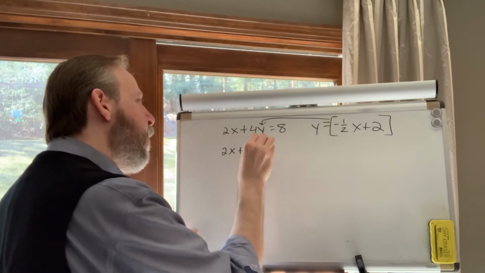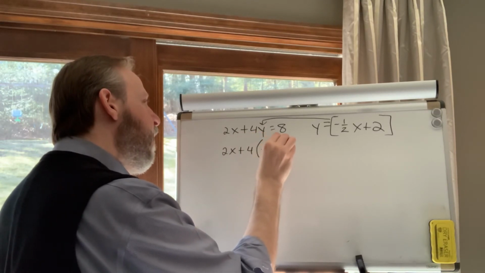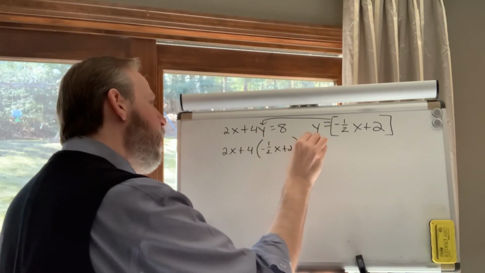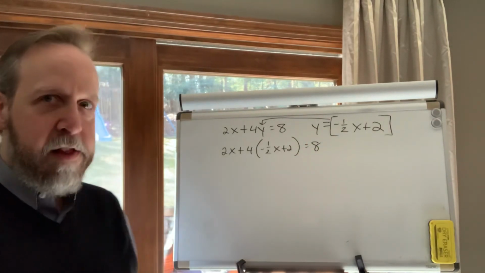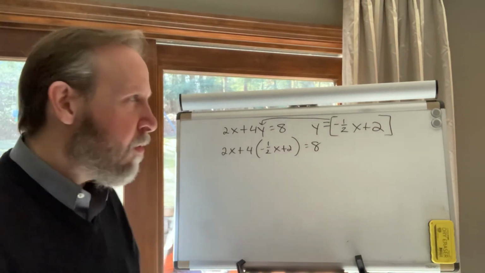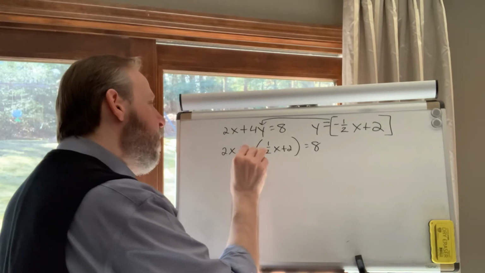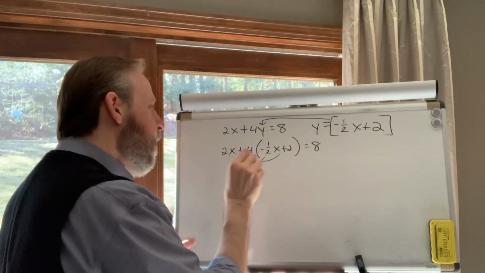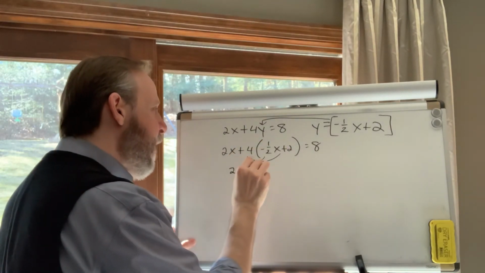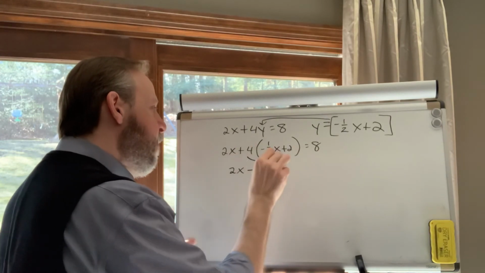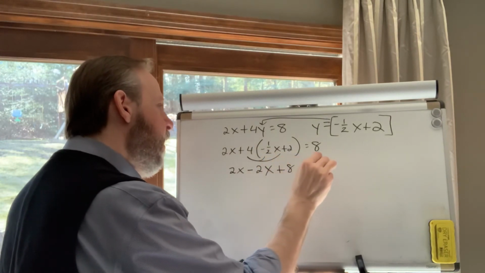2x plus 4 parenthesis, negative 1/2 x plus 2 equals 8. Again, this is the alternate way to solve these kinds of problems. I'm going to distribute my 4. I get 2x. 4 times negative 1/2 is minus 2x. 4 times 2 is plus 8. And it says equals 8.